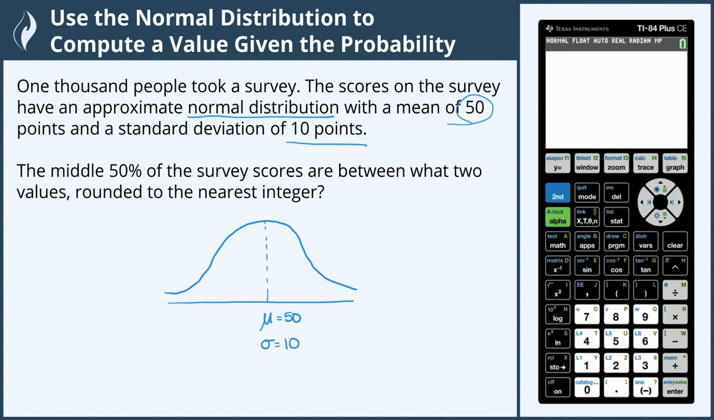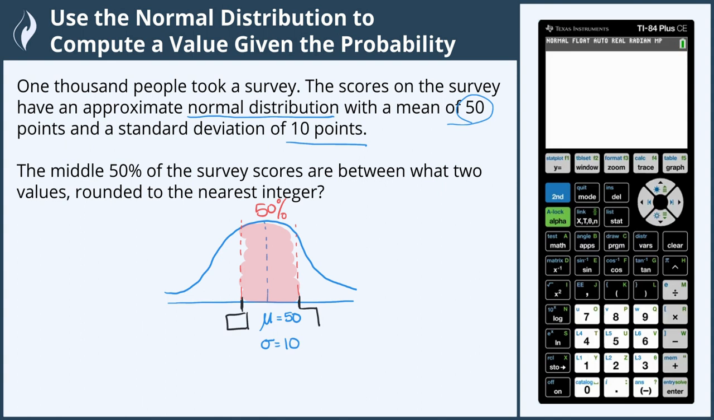Now let's get into the question. We're asked about the middle 50% of the scores. Let's go ahead and block off about 50% of the data in the middle. So inside here, let's highlight this. This is going to be our 50%. So we have 50% between these two numbers, but we don't know what those numbers are. We can use one of the tools that we have with normal distribution to find those values.